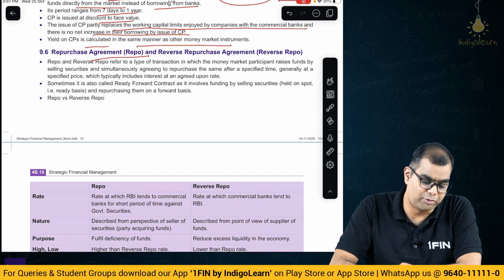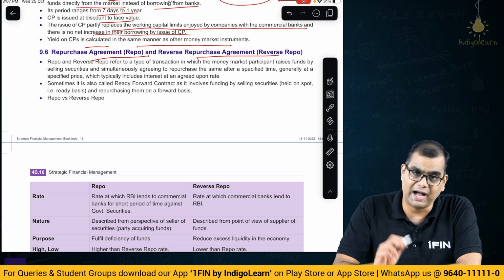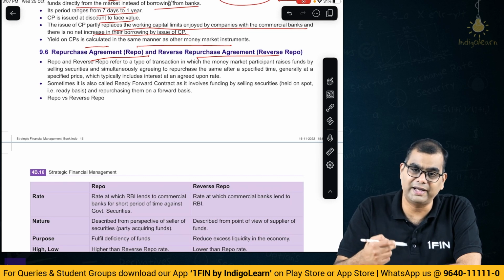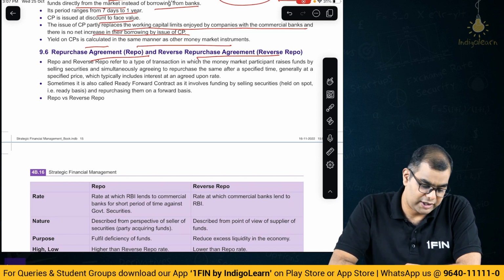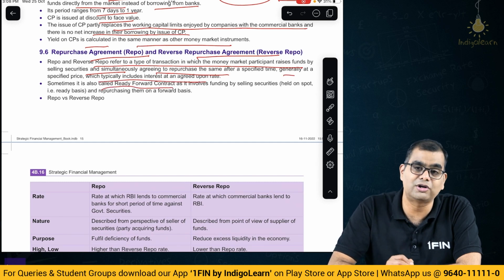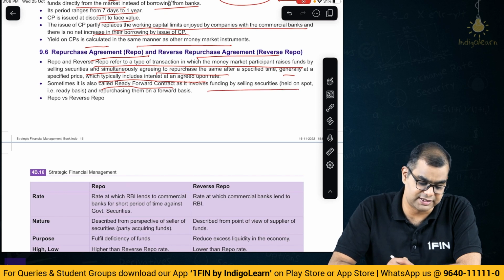Then you have something called repo and reverse repo. Repo means RBI sells and buys back. Reverse repo means RBI buys and then sells back. Okay, repo and reverse repo refer to a transaction. Money market participants raise funds by selling securities and simultaneously agreeing to buy them back after a specified time, generally at a price which typically includes interest. Sometimes it's also called ready forward contract as it involves funding by selling securities.